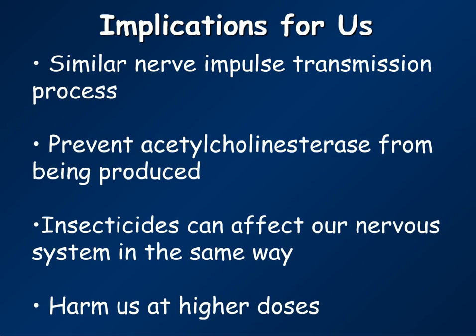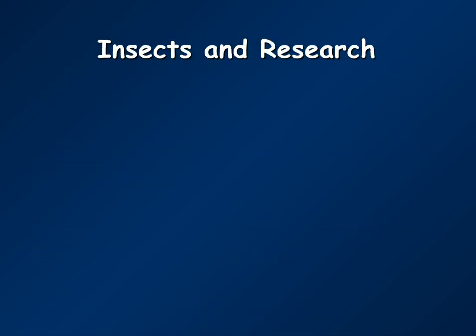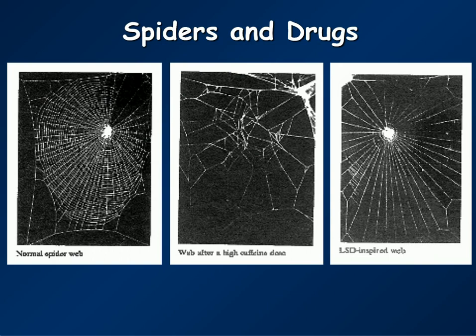directions carefully. Now again, because our nervous systems act in similar ways, we can use insects in a variety of research studies to understand more about nerve impulse transmission in humans. For example, here is a study where they used spiders and wanted to test the impact that different drugs had on the nervous system of these spiders.